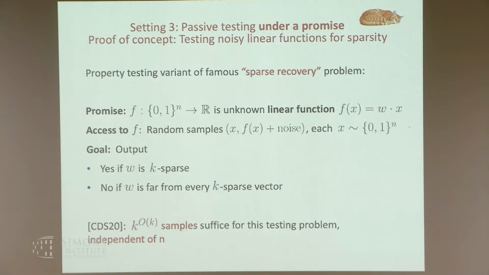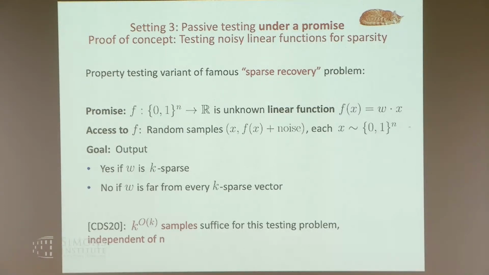And here it turns out that there are Junta-flavored results where you get some sample complexity which depends only on the sparsity parameter, like for Juntas, but with no dependence on the ambient dimension n. Okay, so I view this as a proof of concept that there is potentially interesting life in this passive testing under a promise regime of problems.